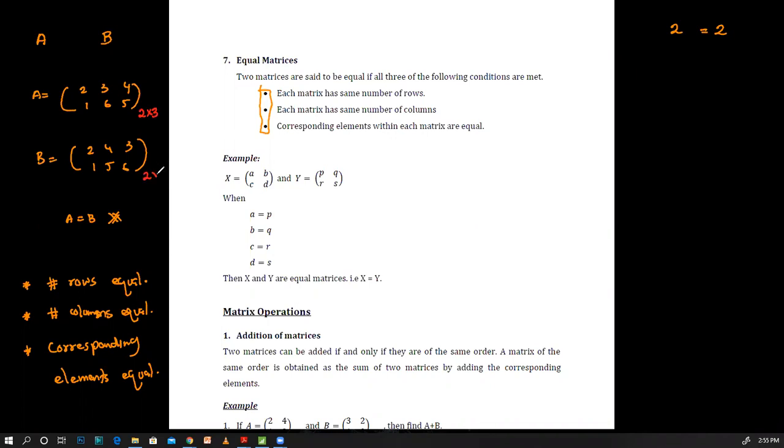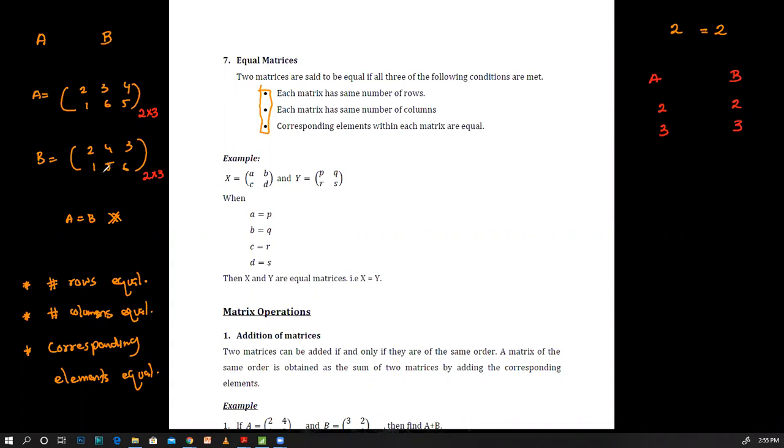Here also it is again a 2 by 3 matrix. If you consider matrix A and matrix B, the number of rows in matrix A is 2, the number of rows in matrix B is 2. The number of columns in matrix A is 3, the number of columns in matrix B is 3. And if you look at just the elements, here we have 2, 3, 4, 1, 6, and 5. Here it is 2, 3, 4, 1, 6, and 5. But the order is changed.